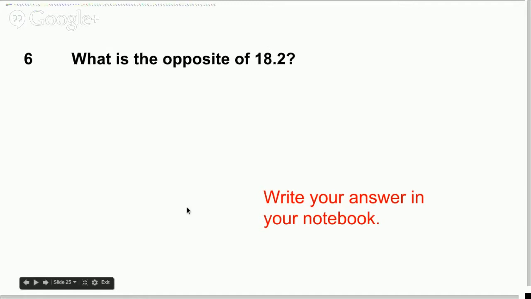Write your answer to number 6 in your notebook. Go ahead and pause it. Welcome back. The correct answer is -18.2.